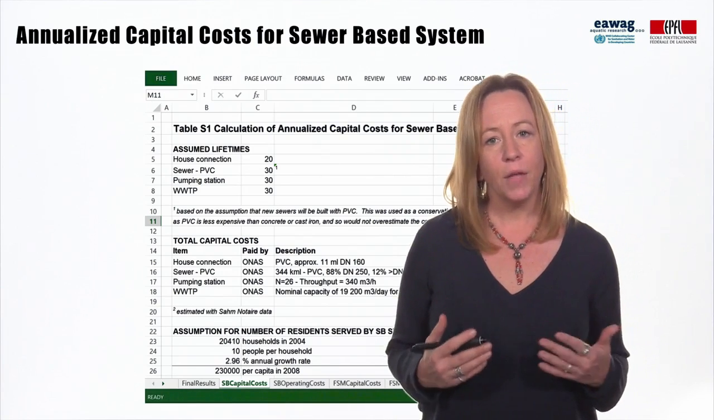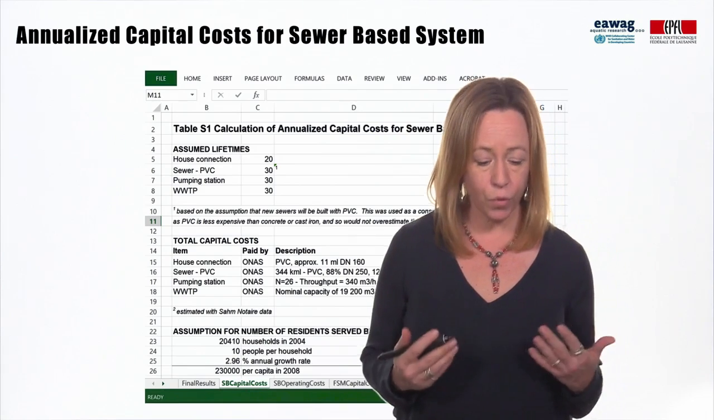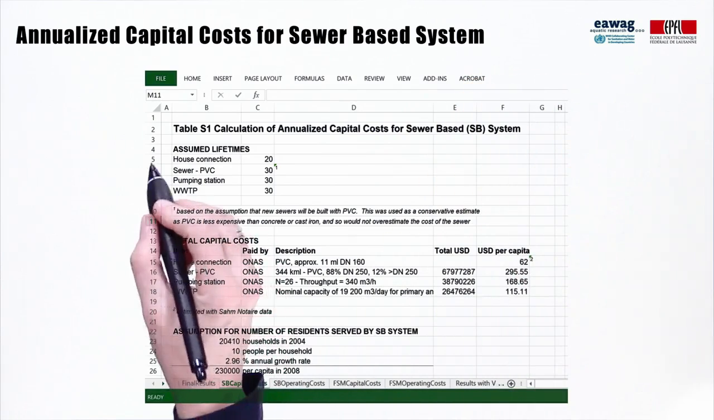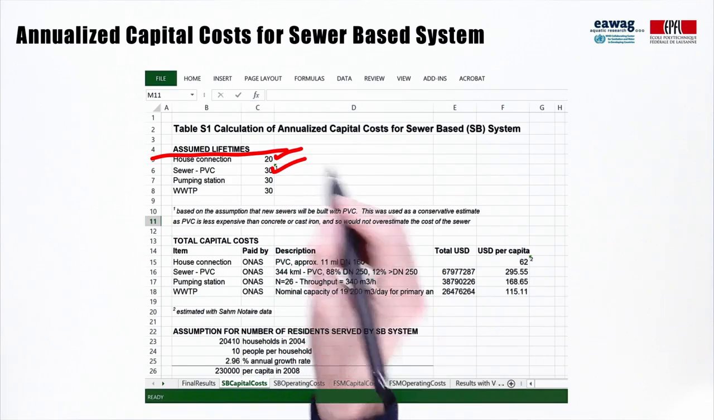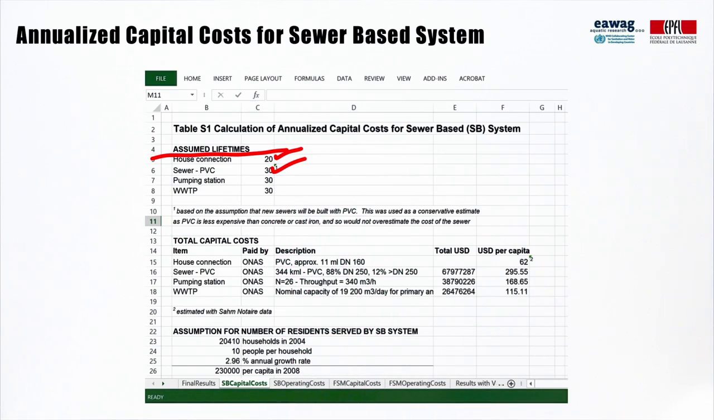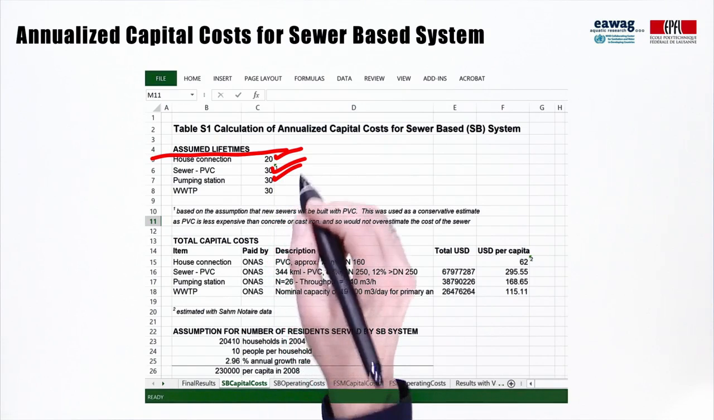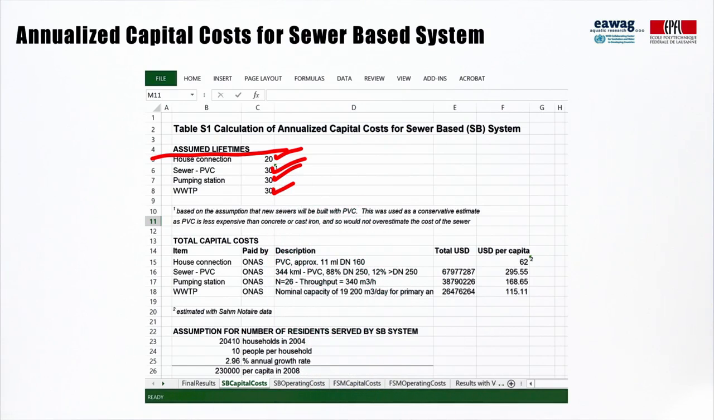To estimate annualized capital costs for the sewer-based system, we first had to assume lifetimes. For the household connection, we selected 20 years. For the sewer, we used a relatively conservative estimate based on PVC construction of 30 years, also 30 years for the pumping station and treatment plant.